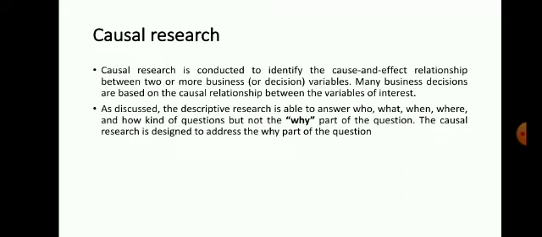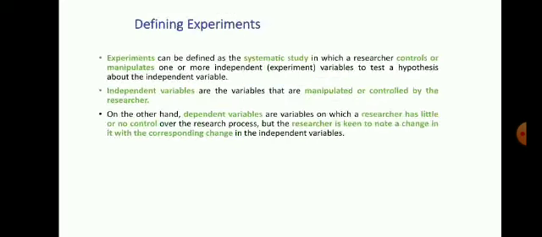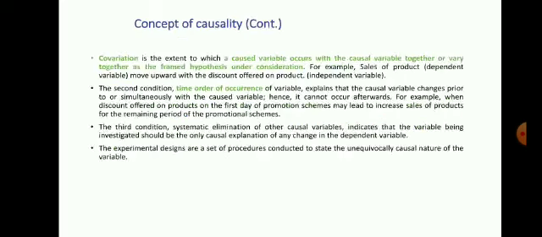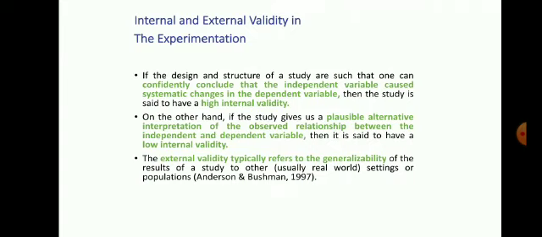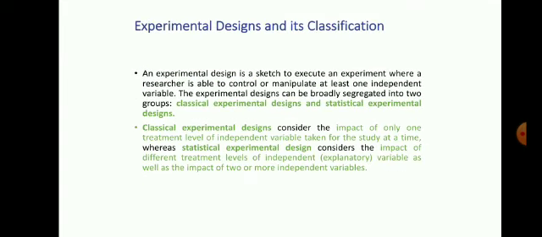In the previous tutorial, I briefed about a causal research design with the difference in the three basic research designs: exploratory, descriptive, and conclusive. And we also understood the concept of causality with internal and external validity and laboratory versus field experiment. Today we are going to talk about a classical experimental design and a statistical experimental design.